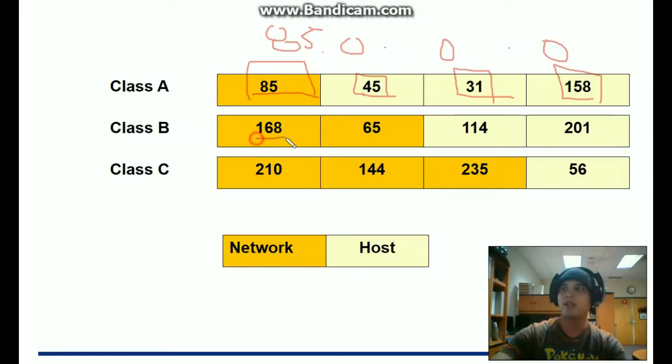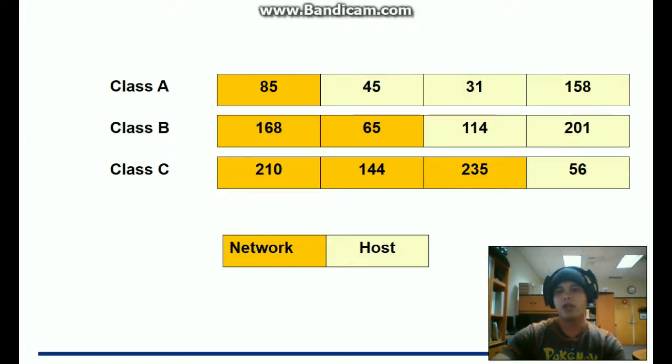Same thing with Class B. The first 2 octets are used for the network. All zeros in the host portion makes it the classful address. So the classful address for this Class B would be 168.65.0.0. Right? Same thing with Class C. Those first 3 octets, that's the classful network. Network and host field, see? So this is a host address right there.